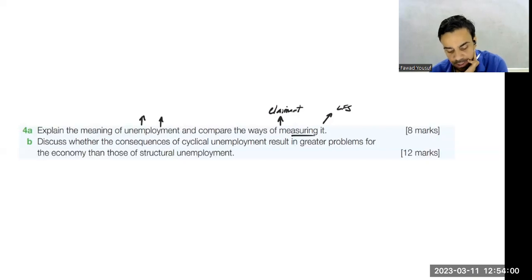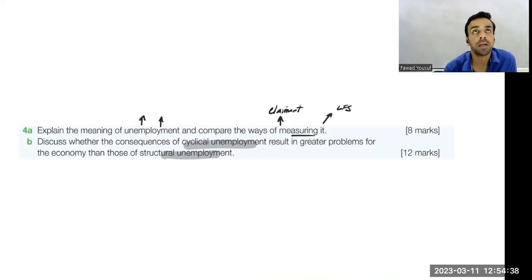Okay. Discuss whether the consequences of cyclical unemployment result in greater problems for the economy than those of structural unemployment. I would say, just briefly, cyclical occurs when aggregate demand is falling and all sectors, all industries in the economy are suffering, versus structural, which is when you have a regional or technological cause and so on. Cyclical is long term and it affects a lot of people.